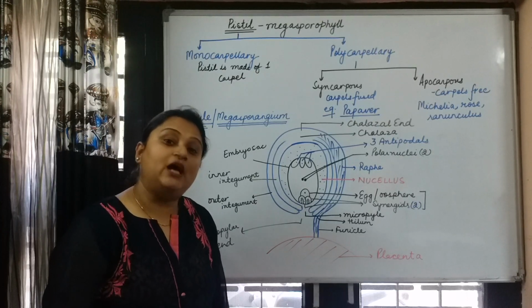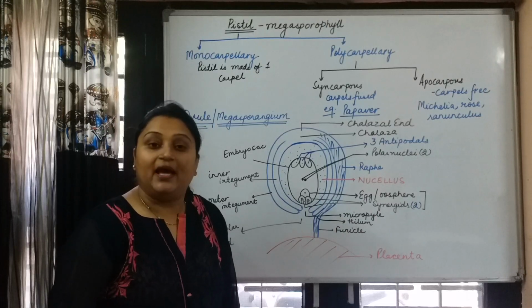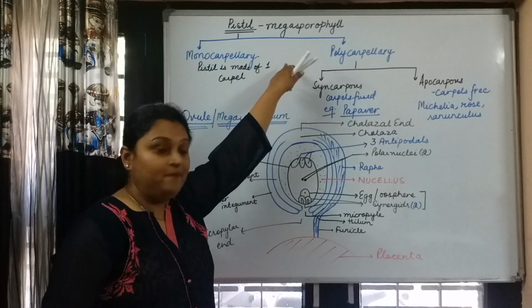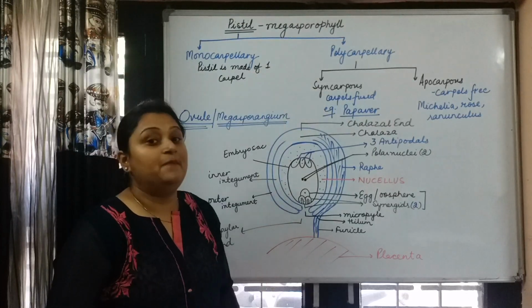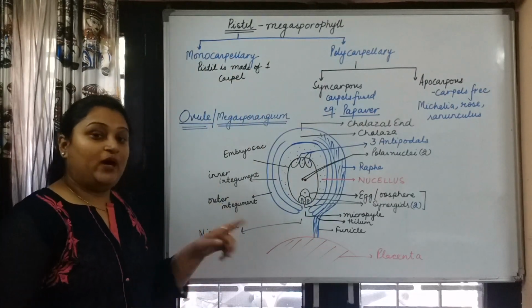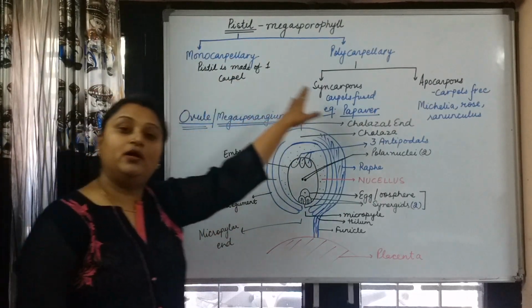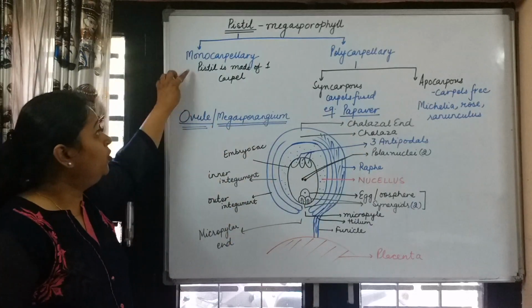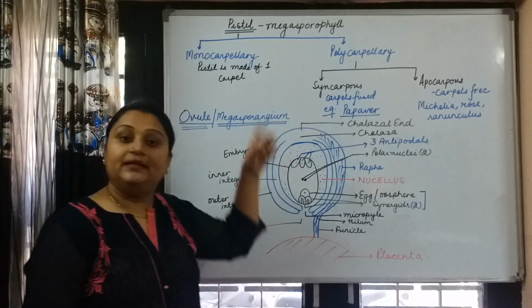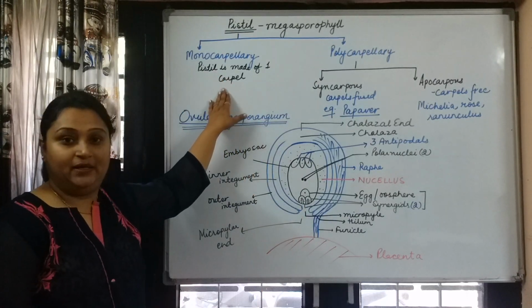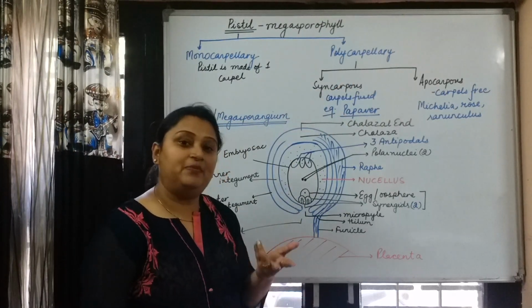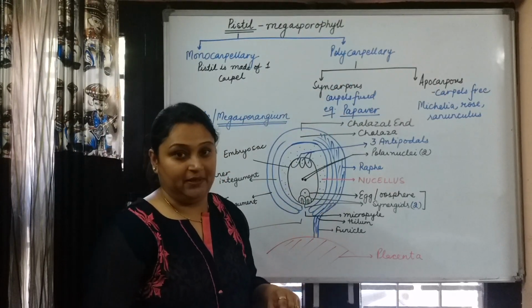Megasporophyll, the word phyll comes from a leaf, and that means this is a modified leaf structure which will possess a megaspore. Pistil can be of two types: one is called monocarpellary or polycarpellary. Monocarpellary means if the pistil is made up of only one carpel, then it is called a monocarpellary condition. But if the pistil is formed of many carpels, then it is called polycarpellary.